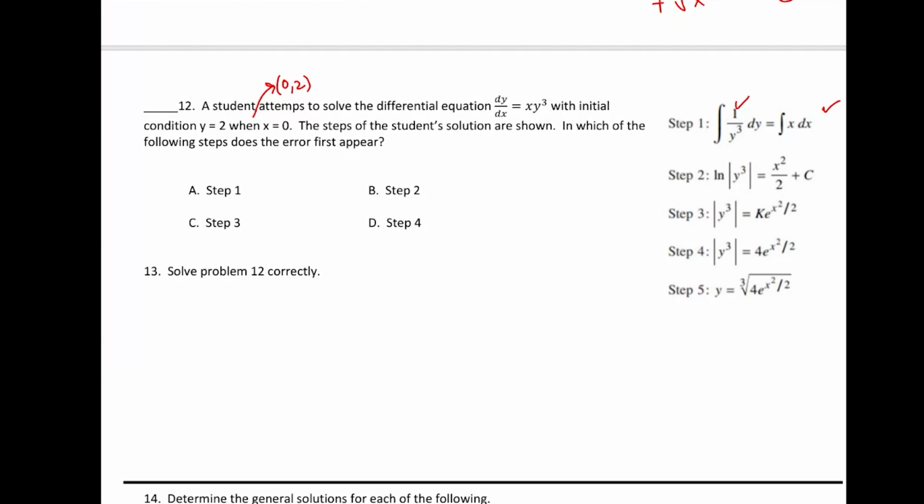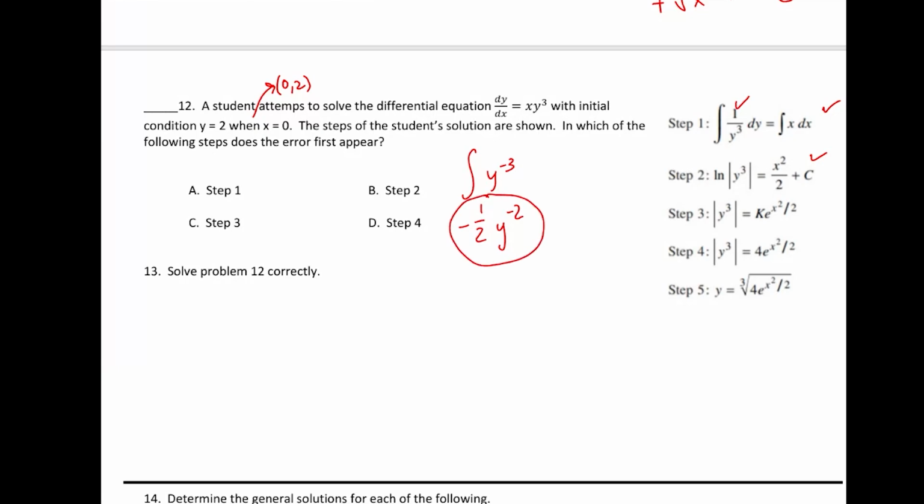Okay. Next would be to actually integrate both sides. Now, on the right-hand side, the integral of x is x squared times 1/2. So that seems okay. And then the integral of 1 over y cubed. Now, I would have to use, let's see, if I have y to the negative 3, I'm going to integrate that. This is going to be a power rule situation. So this would be y to the negative 2nd divided by negative 2.